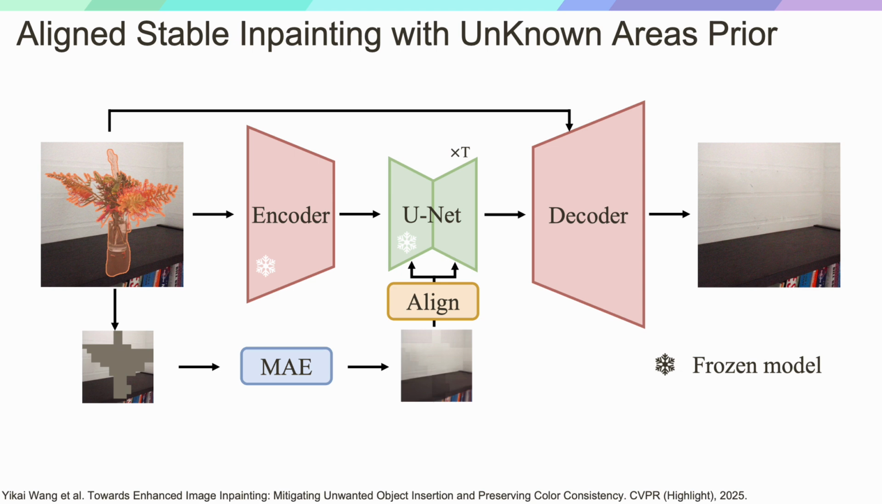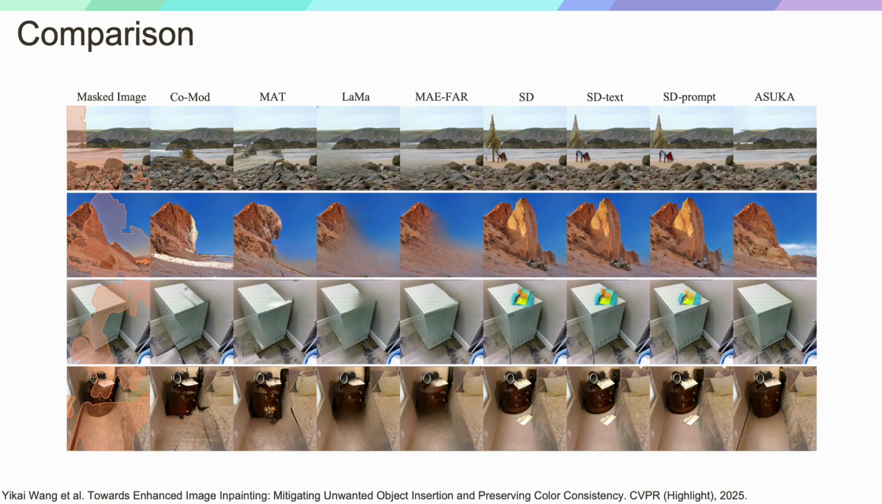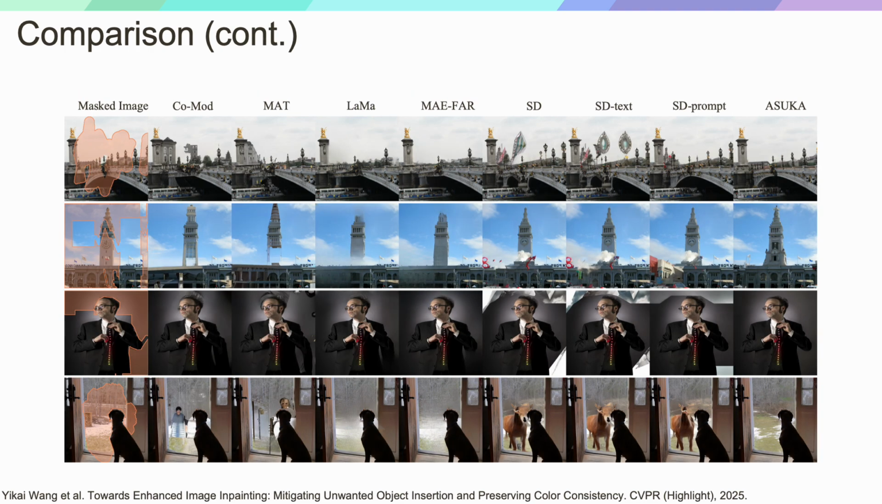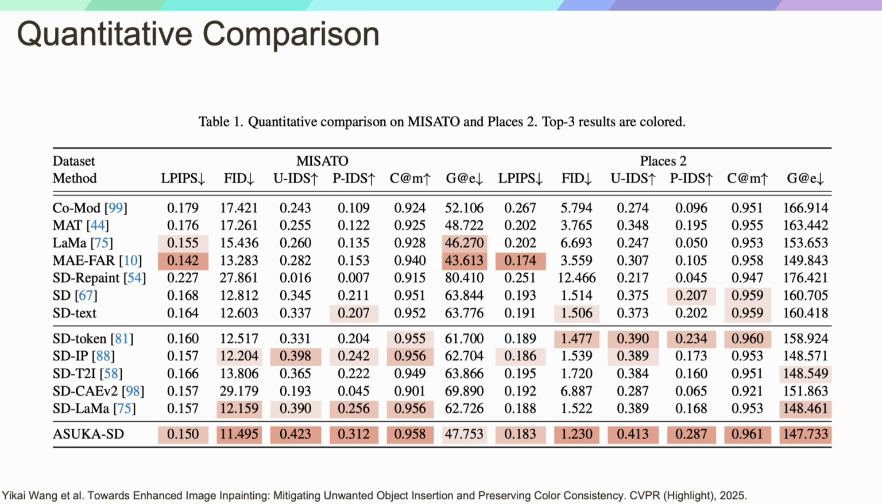Our whole framework is named ASUKA, for Aligned Stable Inpainting with Unknown Areas Prior. Here are some generation results. You can see that our results are more stable and realistic, and our method is better in different cases. Here are some comparison results with other methods. We introduce a new benchmark to evaluate inpainting models, along with two metrics to assess unwanted object insertion and color consistency. Please see our paper for details.